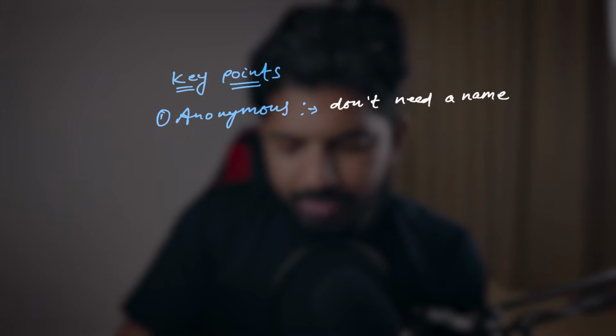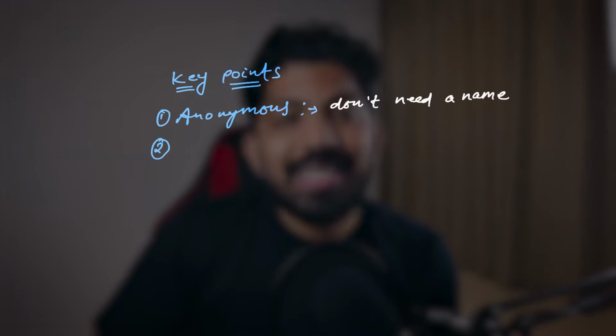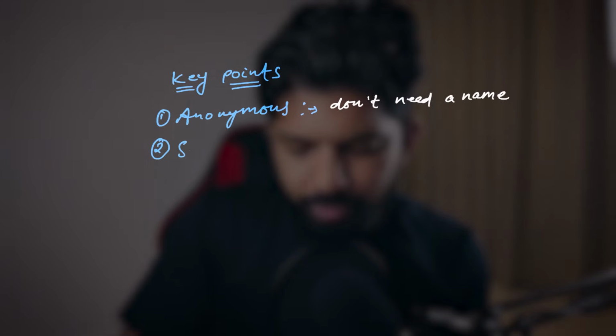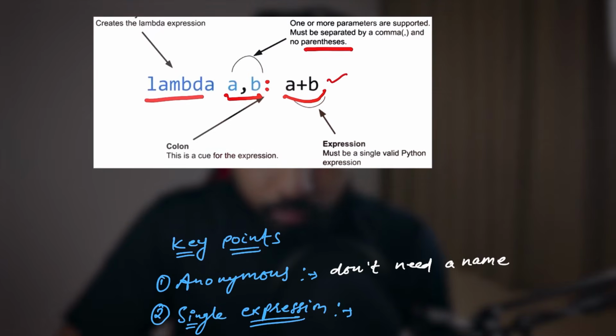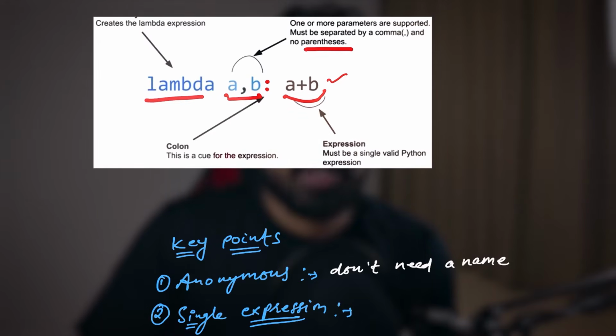Correct. The second key point is single expression. So we have seen that. Let me show you it again. See, there is no name. We only write the lambda, and also we can have only a single expression in the lambda function.